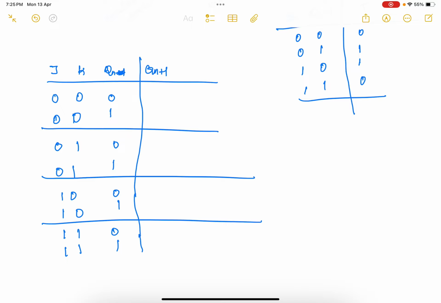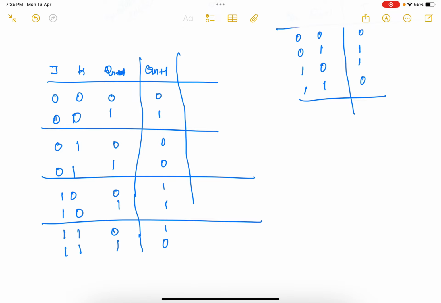Okay, so here you want to check it. If it is JK 0 0, there is no change. For 0 1 it is 0. For 1 0 it is 1. For 1 1 the present state is getting complemented, 0 to 1 and 1 to 0.